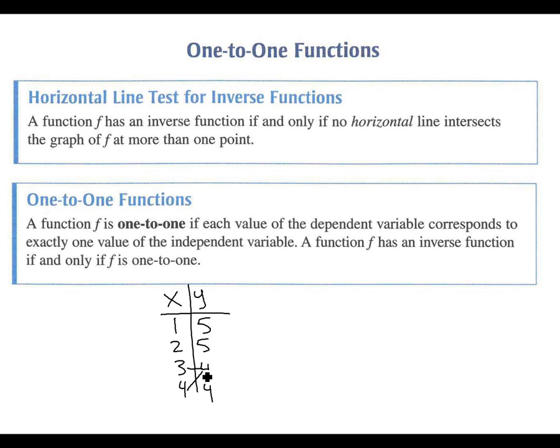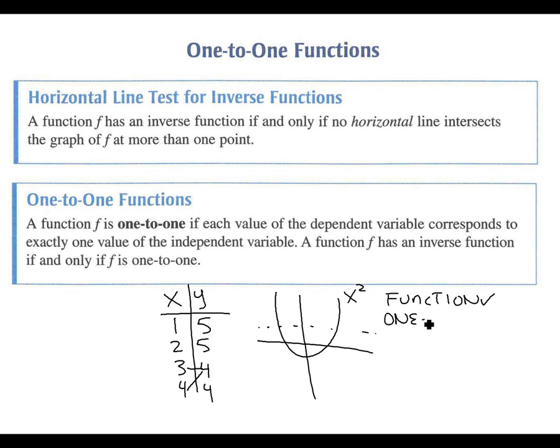Every input has to match with an output, and every output has to match with only one input to be a one-to-one function, all right? And if that happens, we pass not only the vertical line test, but the horizontal line test. So x squared is a function because it passes the vertical line test, but it's not a one-to-one function because it wouldn't pass the horizontal line test.